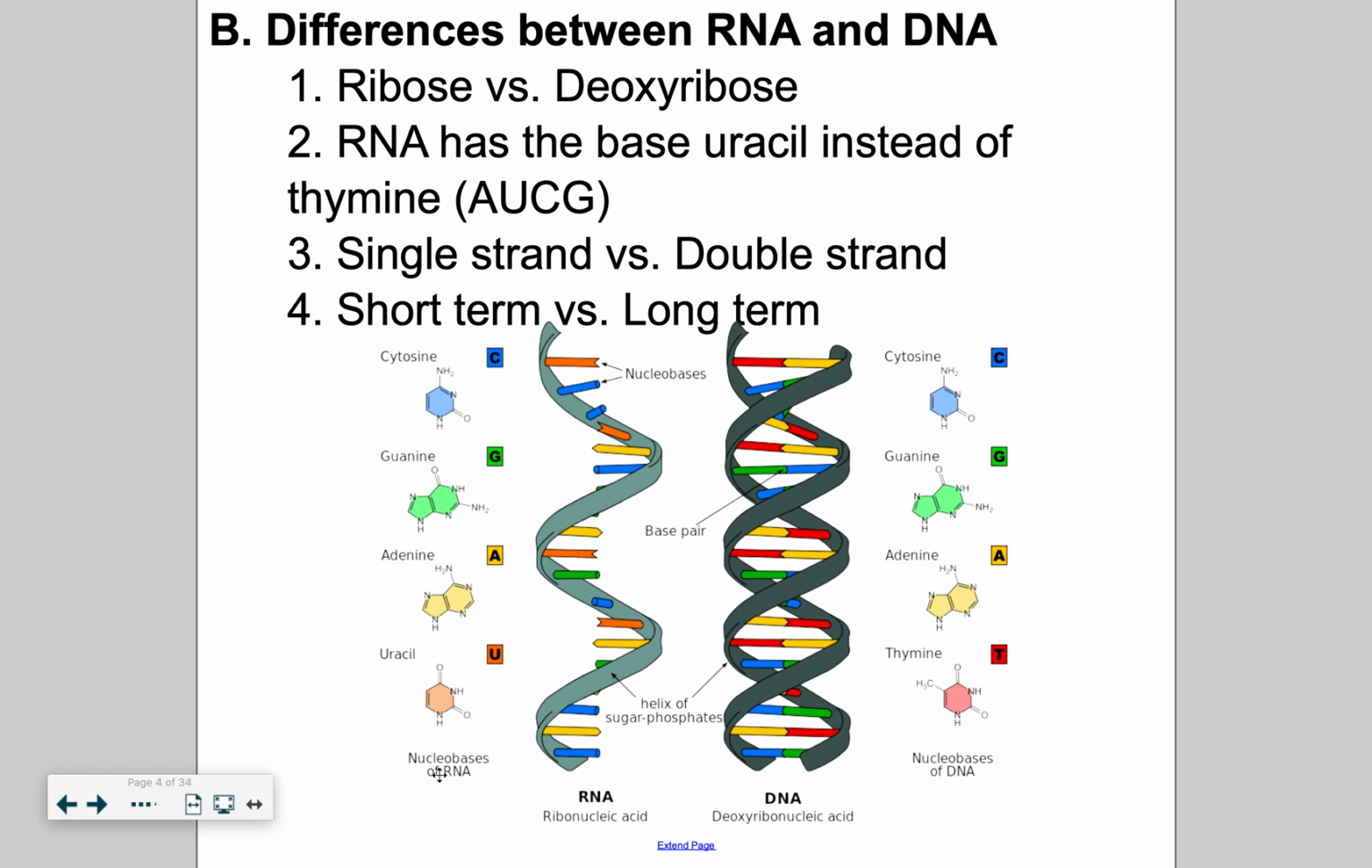So here are the nucleo bases or nitrogen bases for RNA: cytosine, guanine, adenine, and uracil. There's thymine for DNA. You can see that it is a single ring, very similar. It's just that it doesn't have the CH3 group off to the side here.